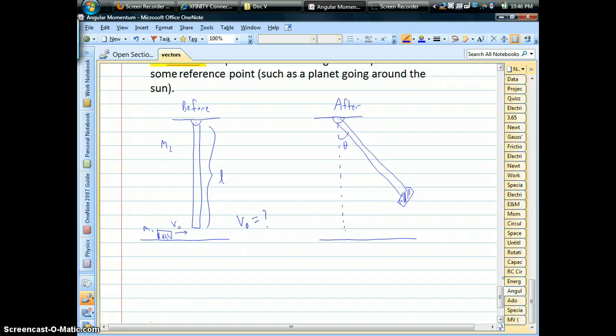Obviously, linear motion is not being conserved here because it swings. The angle's changing, directions are changing, so linear momentum is not conserved. However, angular momentum will be. So we have this condition where the initial is equal to the final.